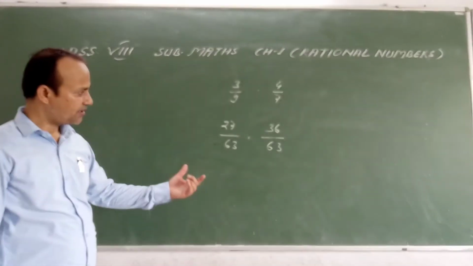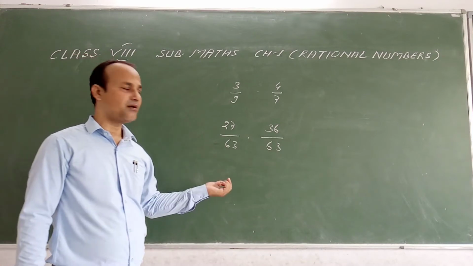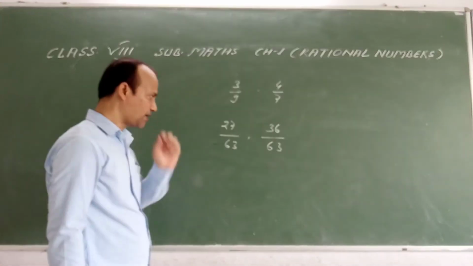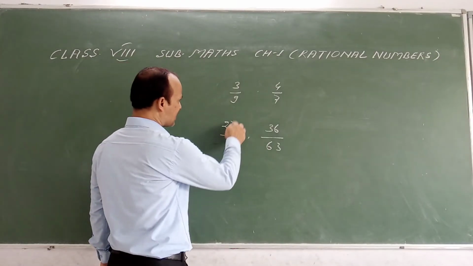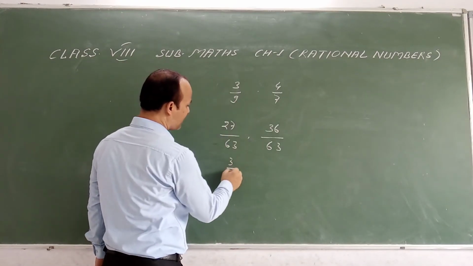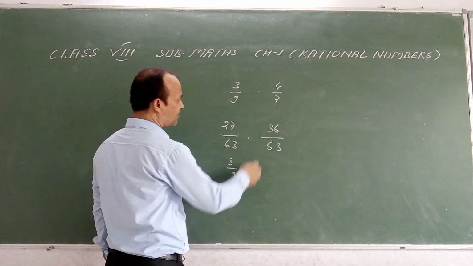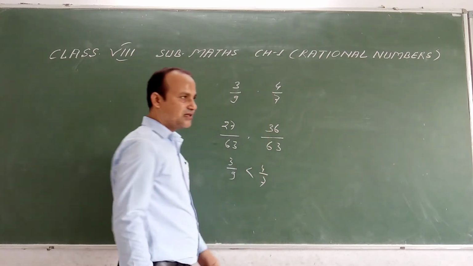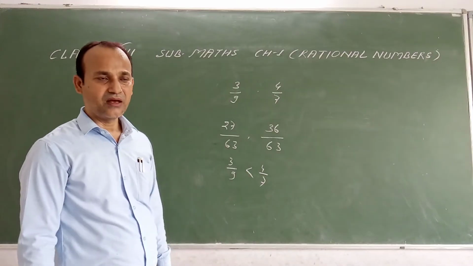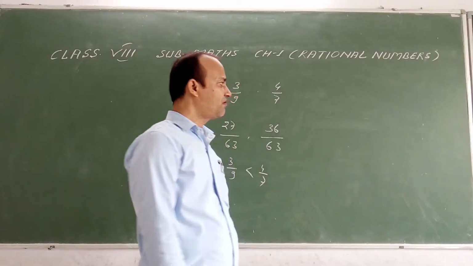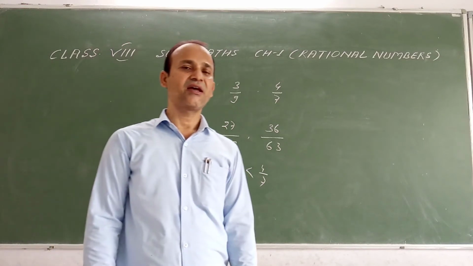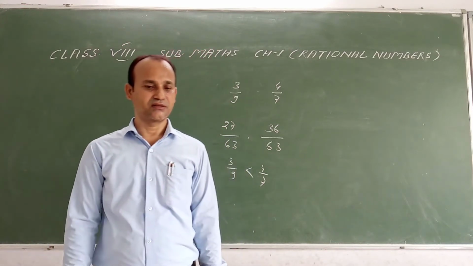Now denominators are same, you can easily compare. 27 is less than 36, that's why 27, that is 3 upon 9, is less than 36, means 4 upon 7. This way you can compare the rational numbers. Now next one is the operations on rational numbers. How can you operate the rational numbers?